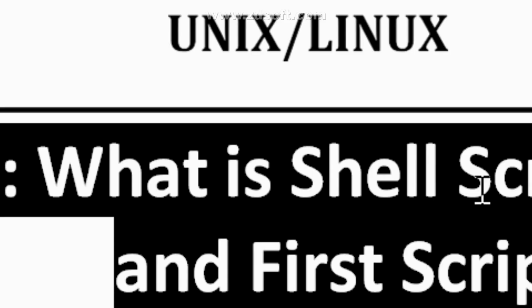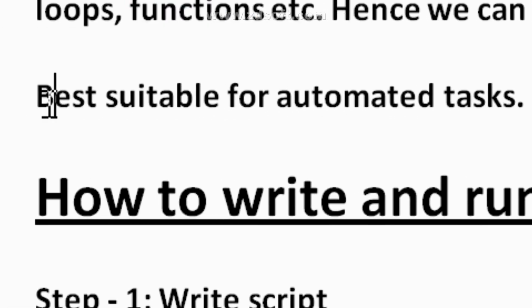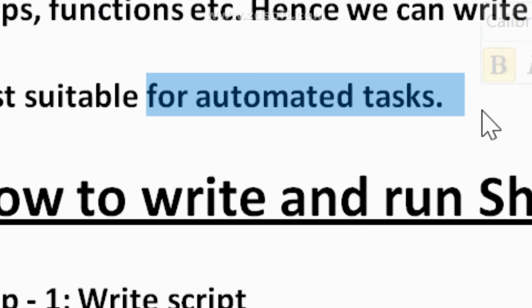So simply, shell scripting is nothing but a sequence of commands. We create one sh file, and under this file we can add multiple commands. Finally, we execute that file and all commands will be executed. That's it. This is best suited for automating tasks.